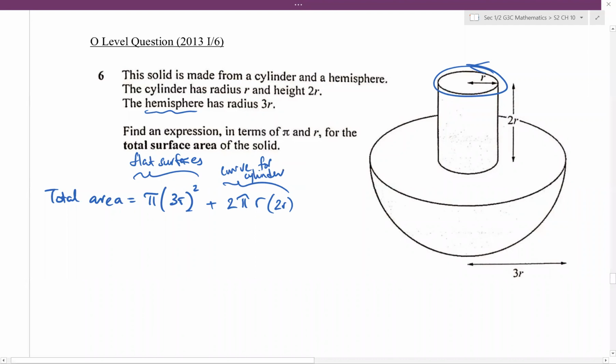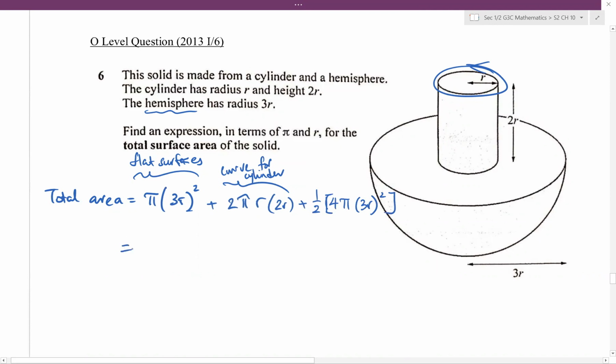So 4 pi r squared is the total surface area for the whole sphere. We need 1/2 of it. So plus half of the total surface area of a sphere, which is given by 4 pi r squared. Radius for the sphere is 3r, so 3r squared. So here we have an expression for everything.